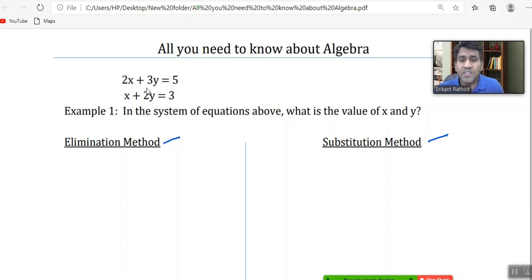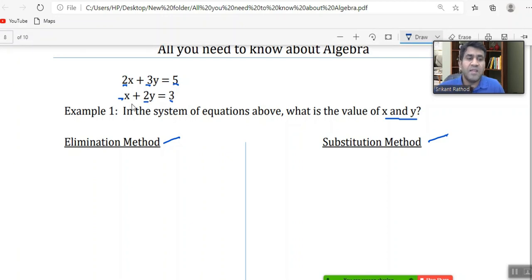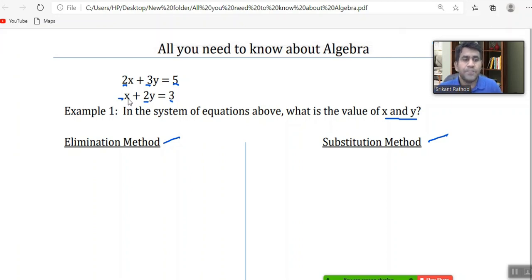Okay, 2x plus 3y equals 5 and x plus 2y equals 3. In the system of equations above, what is the value of x and y? They are asking us for the values of x and y. Before doing that, I have to check: is the coefficient of x here and x here the same? No. Is the coefficient of y here and y here the same? No. Are the constant terms the same? No. Then definitely this system of equations has one solution. It means I will have one value of x and one value of y when we solve it. This is how we can analyze before solving.